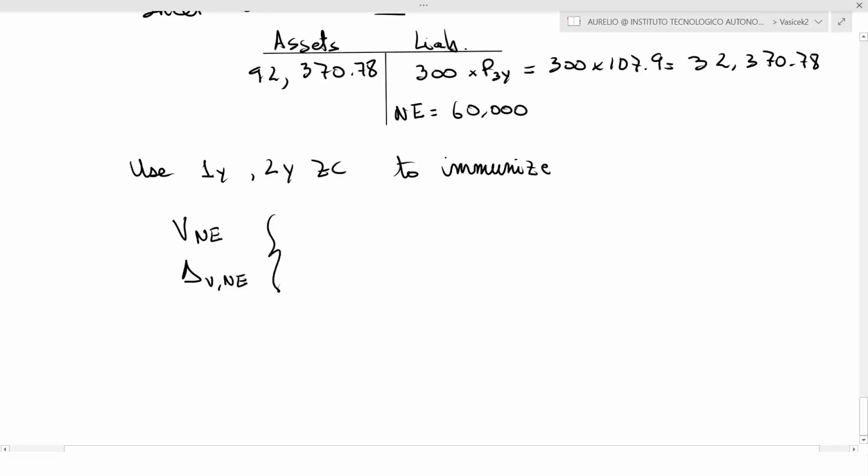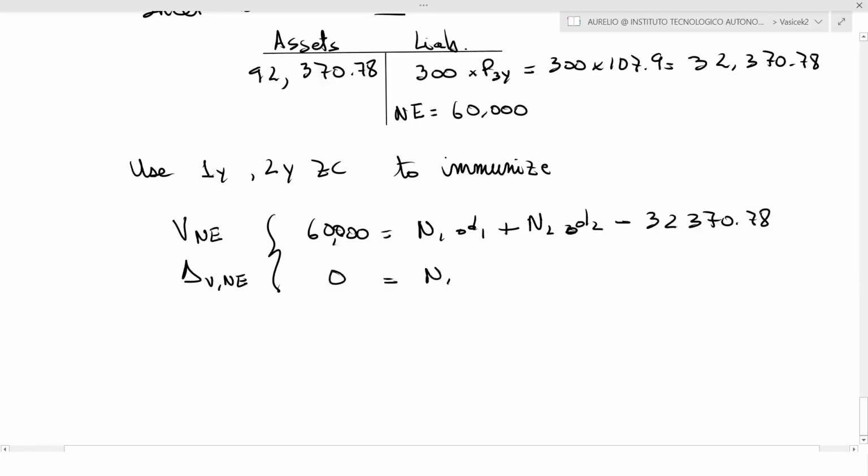Let's see what those equations are. The value of net equity is 60,000, and this has to be equal to the number of units of the first bond times the price of that zero coupon bond, which is 0D1, plus the number of units of the 2-year bond times the 0D2, minus liabilities, whose value is 32,370.78.